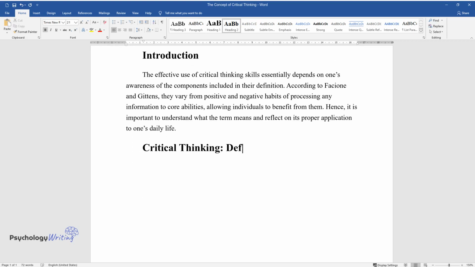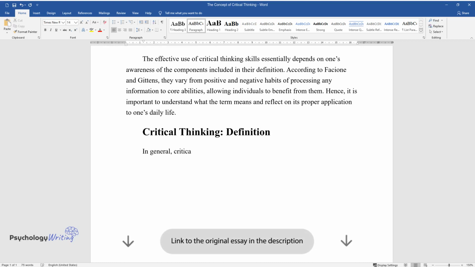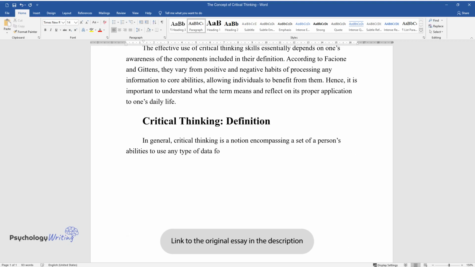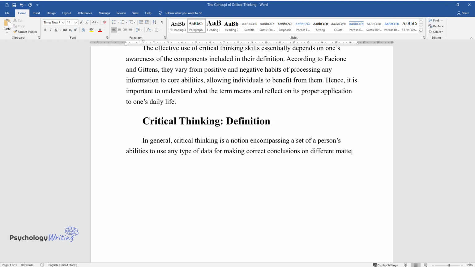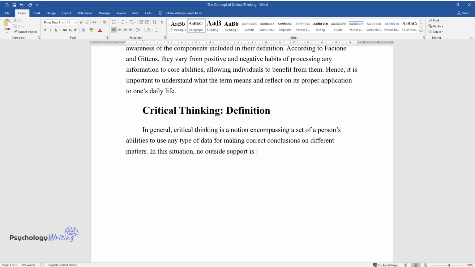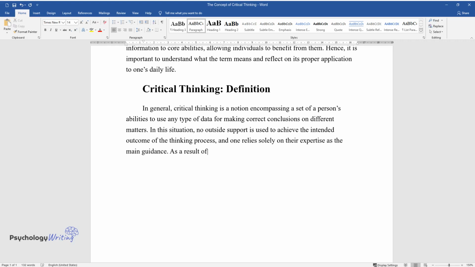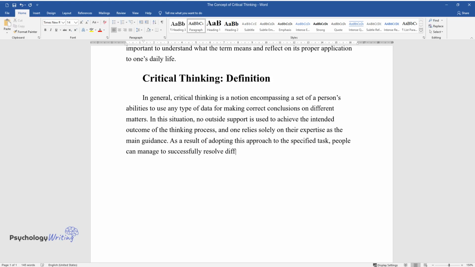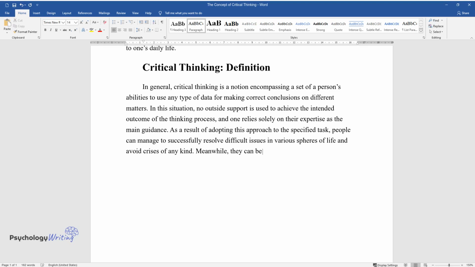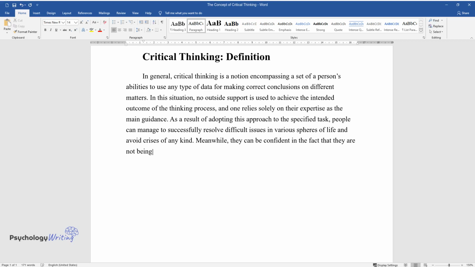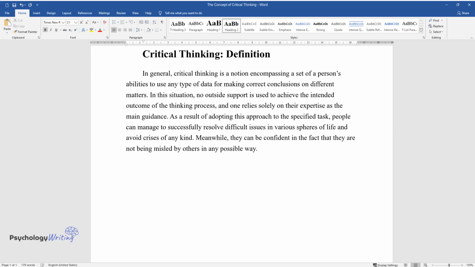Critical thinking. Definition. In general, critical thinking is a notion encompassing a set of a person's abilities to use any type of data for making correct conclusions on different matters. In this situation, no outside support is used to achieve the intended outcome of the thinking process, and one relies solely on their expertise as the main guidance. As a result of adopting this approach to the specified task, people can manage to successfully resolve difficult issues in various spheres of life and avoid crises of any kind. Meanwhile, they can be confident in the fact that they are not being misled by others in any possible way.